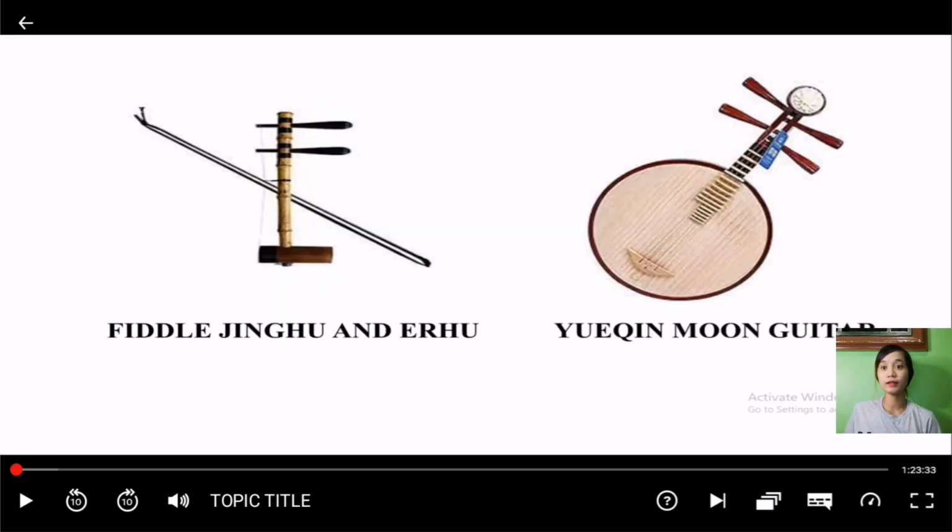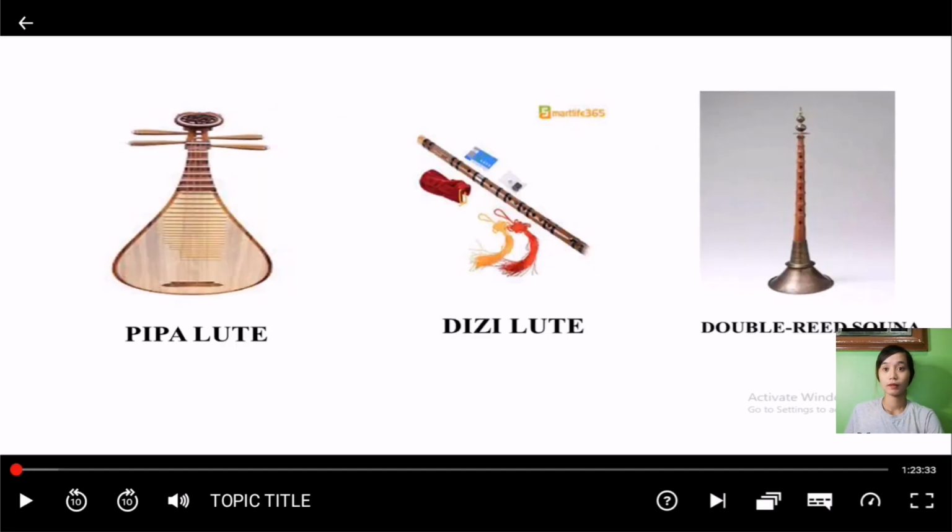Here's the fiddle, jinghu and erhu. The second one is yueqin, the moon guitar. The third one is pipa, or pipa lute, and the next one, dizi flute. That is flute, not lute. So the last one is double reed suona.